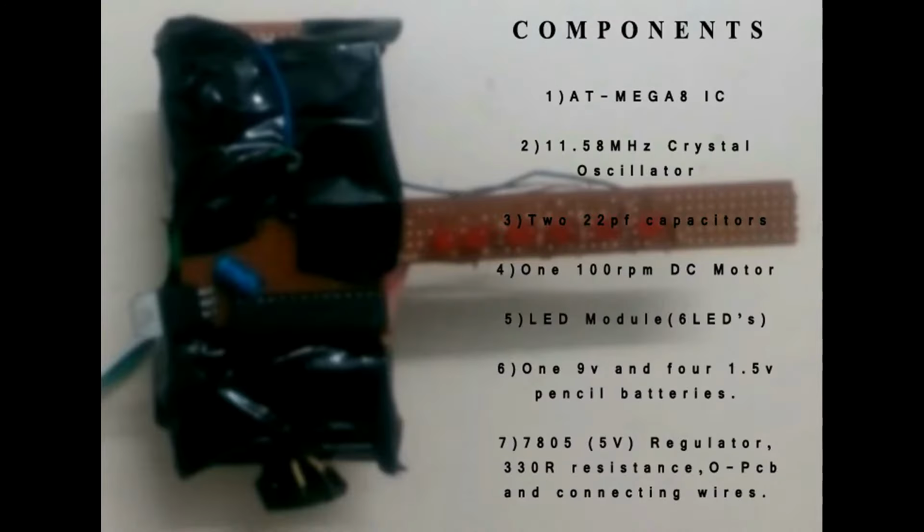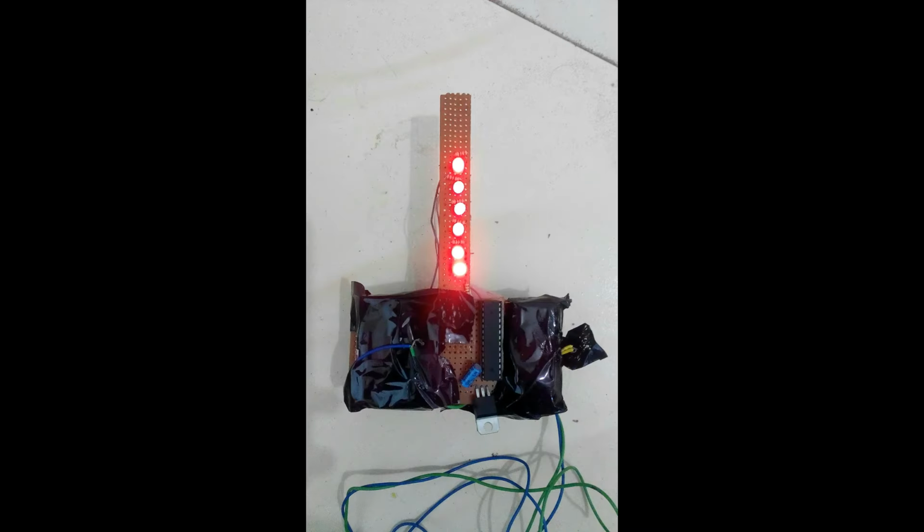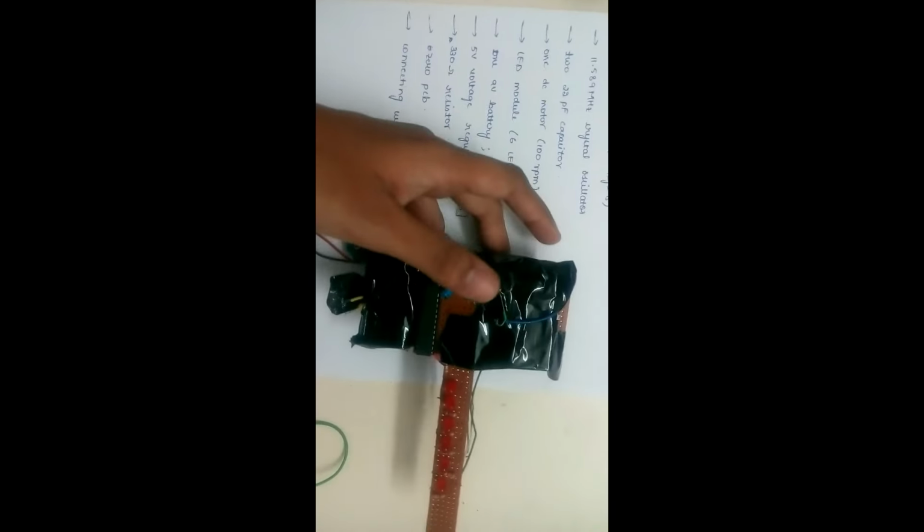The next thing we require is the LED module. We require a 6 LED module consisting of 6 bright color LEDs, and it is fixed in a corner of the arm of the propeller. This is the main part of the circuit. The LED module is used to display the characters and symbols. These 6 LEDs are connected with 6 pins of port B of the microcontroller.